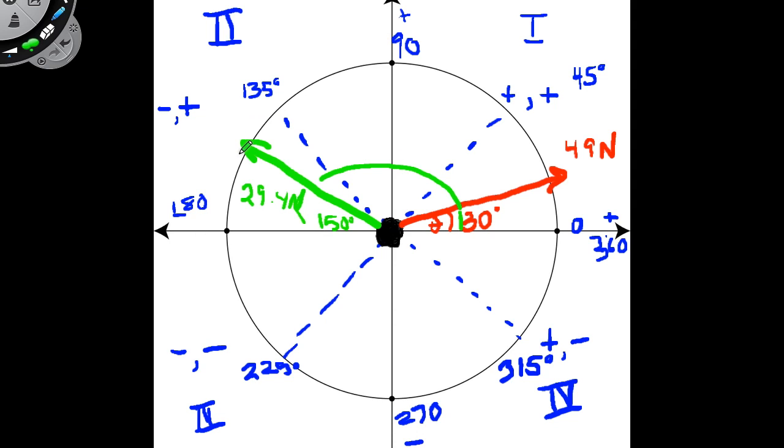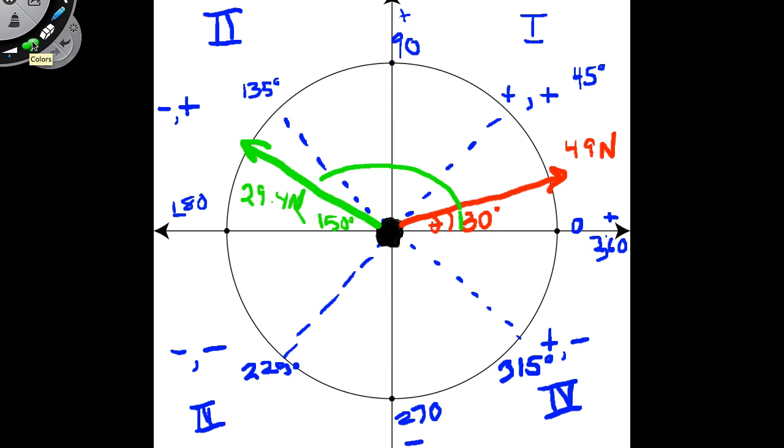Okay? So the first thing we want to do is, we can't just add these together. See how unbalanced they are? One's at 30 degrees and it's 49 newtons, and that's 29.4 at 150. They're not on equal playing grounds, right? They're not equally matched, so I just can't simply add them.